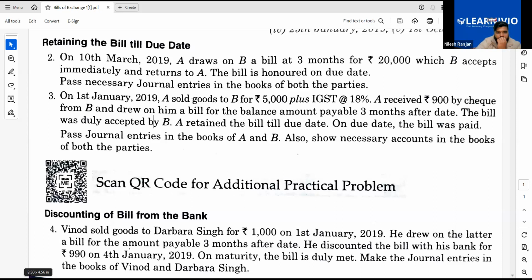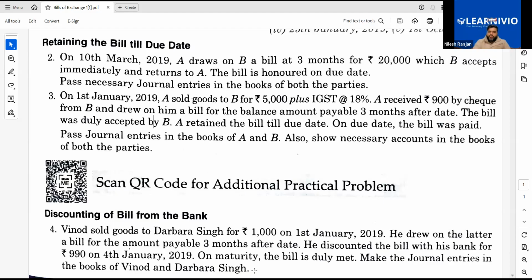Sir, will there be an entry for this on maturity? The bill is duly met in the books of Vinod. I have made the entries in it. Like for the first one, bills receivable account debit to drawee account, and then the discounting of bill.